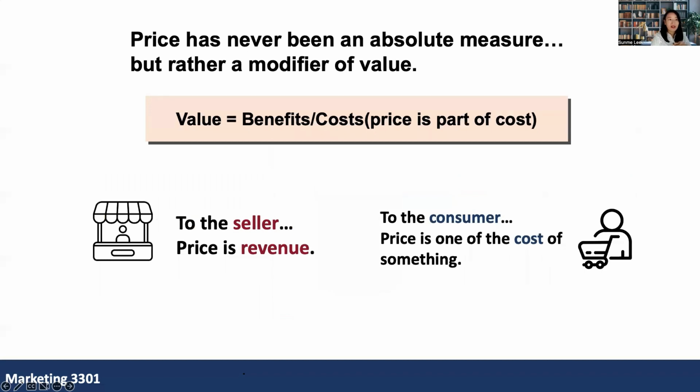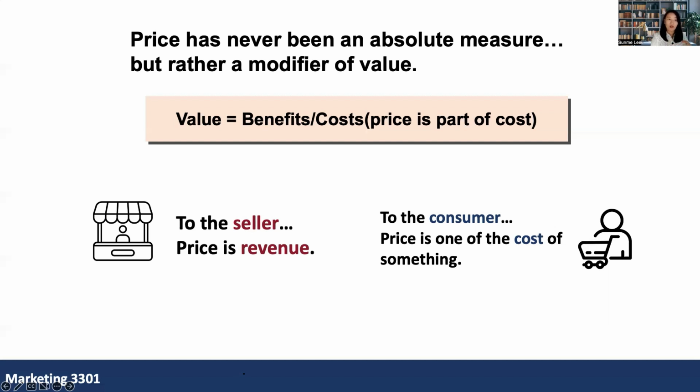Keep in mind that price has never been an absolute measure, but rather a modifier of value. So remember this value equation. Value means how much you perceive the benefits relative to cost. Price is part of cost, because cost can be inconvenience, or loss of status. There could also be other costs, such as search time and shopping time. That's also cost.